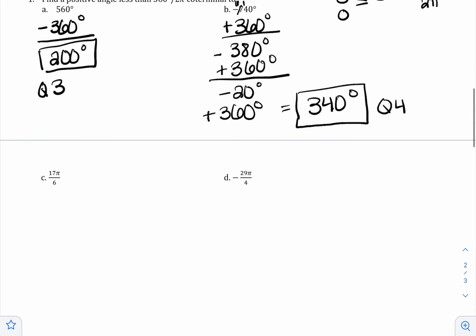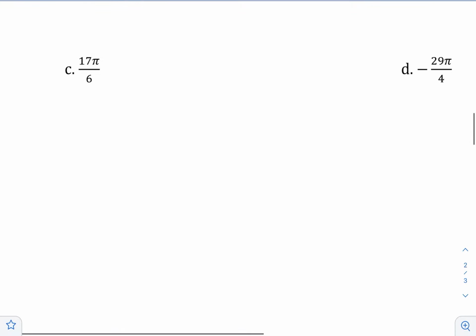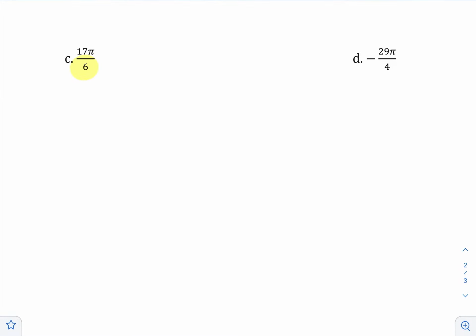Okay, let's take a look in radians. So here we're going to have to add some fractions, which sometimes scares people. So the first thing you want to do when you're doing it in radians is look at the denominator you're working with. 360 degrees in radians is 2 pi. So what you do first is change the 2 pi to have a denominator of 6.